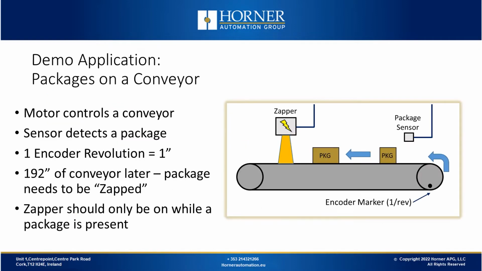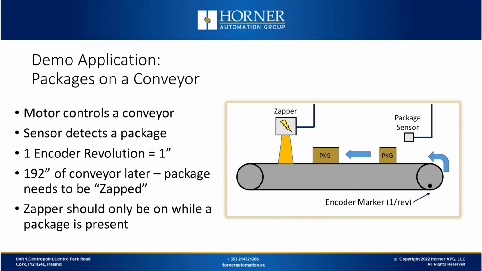Now let's look at some real-world applications where the shift register instruction could be useful. Our first example is a conveyor application. Here we have a motor controlling the conveyor, and there's also an encoder connected as well. Every time that motor does 1 revolution, the encoder also does 1 revolution. And every time that encoder does 1 revolution, a marker signal turns on. In this example, the linear distance that the conveyor belt travels with every revolution of the conveyor is 1 inch.